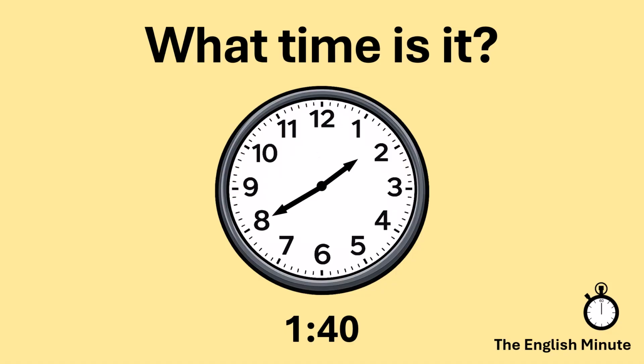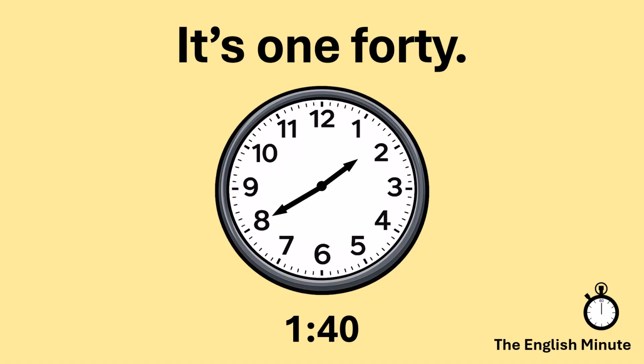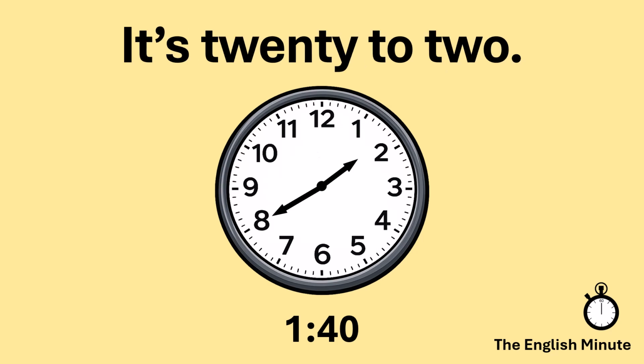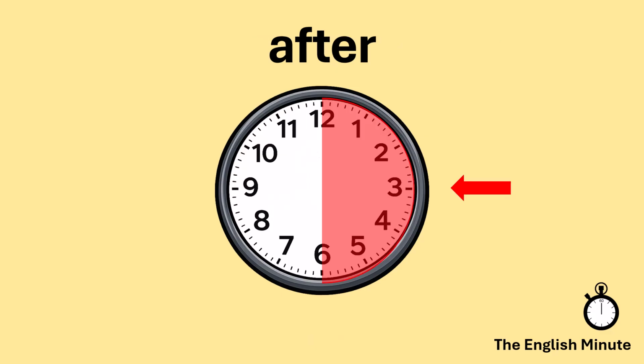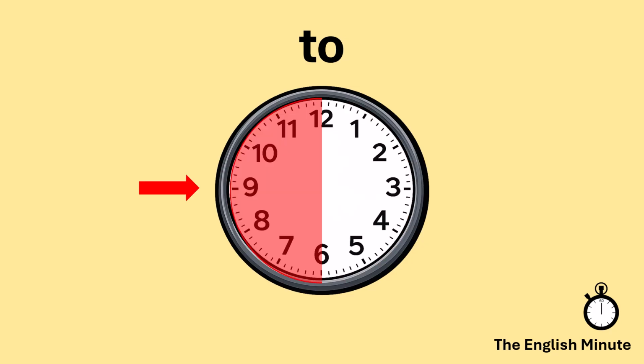What time is it? You can say it's 1:40 or it's 20 to 2. It's 20 minutes until 2 o'clock. After is after the hour, until 30 minutes. To is until the next hour.